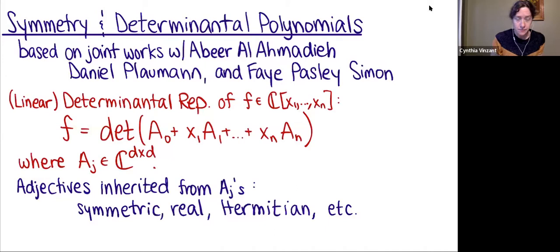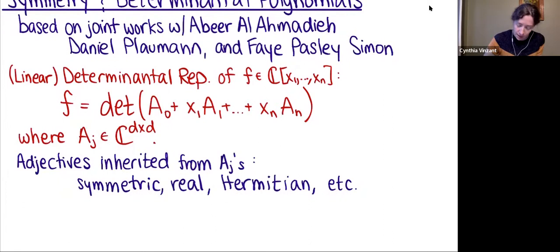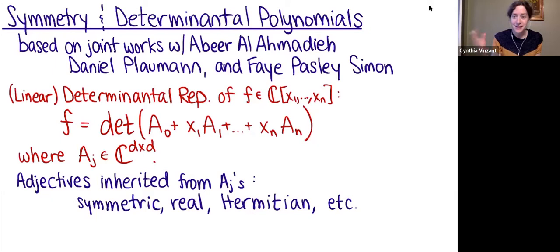And here I've just written this as general D by D matrices, but I could make any sort of restrictions that I like. I could ask that the matrices be symmetric or real or Hermitian or any number of other things. And in that case, for example, if I ask all of the matrices to be symmetric, I'll say this is a symmetric determinant representation. And these are objects of classical algebraic geometry that have been studied for almost 200 years.